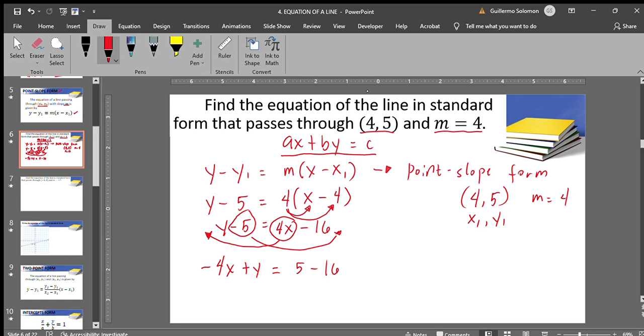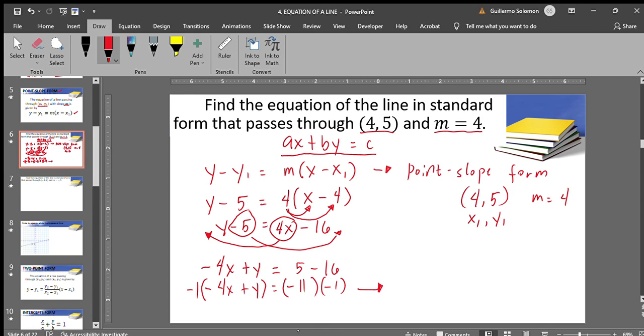Okay. Next. All the x and y terms here nasa left hand side na. So retain. For negative 4x plus y is equal to 5 minus 16, and that is negative 11. So, hindi pa tayo tapos. Since we have negative 4x dito, yung unang term negative siya, kailangan natin siyang gawing positive. So, we'll need to multiply it both sides by negative 1.